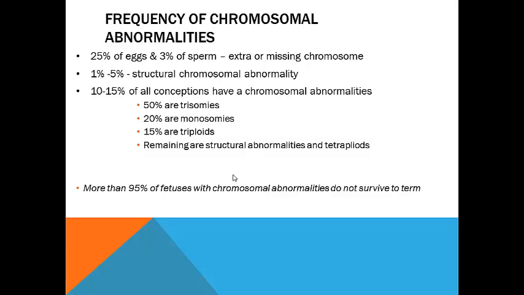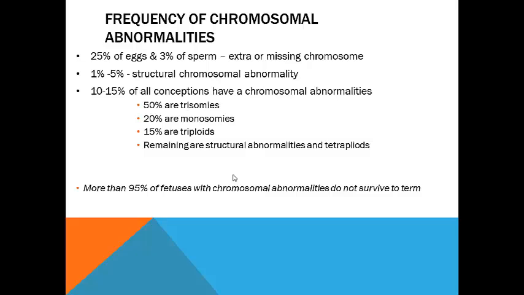The frequency of chromosomal abnormalities is as follows. 25% of eggs and 3% of sperm are missing or have an extra chromosome. 1% to 5% have a structural chromosomal abnormality. 10 to 15% of all conceptions have a chromosomal abnormality.